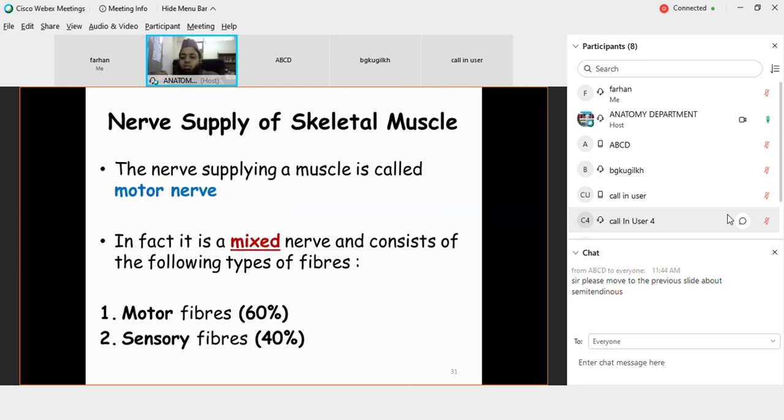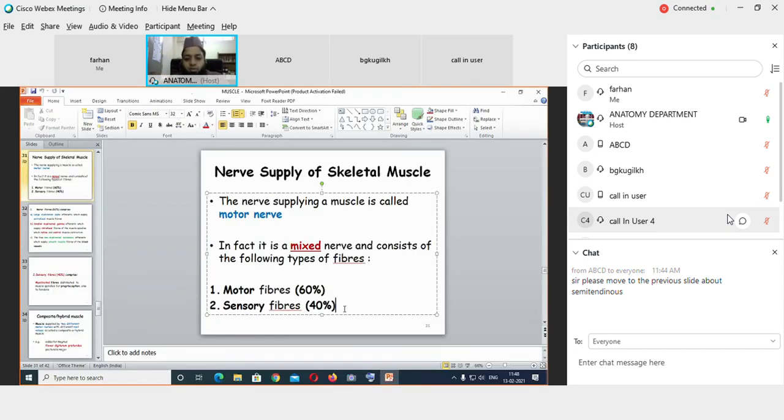Muscle and joint position sense. We also call it proprioception. This is the term used. Muscle and joint position sense.